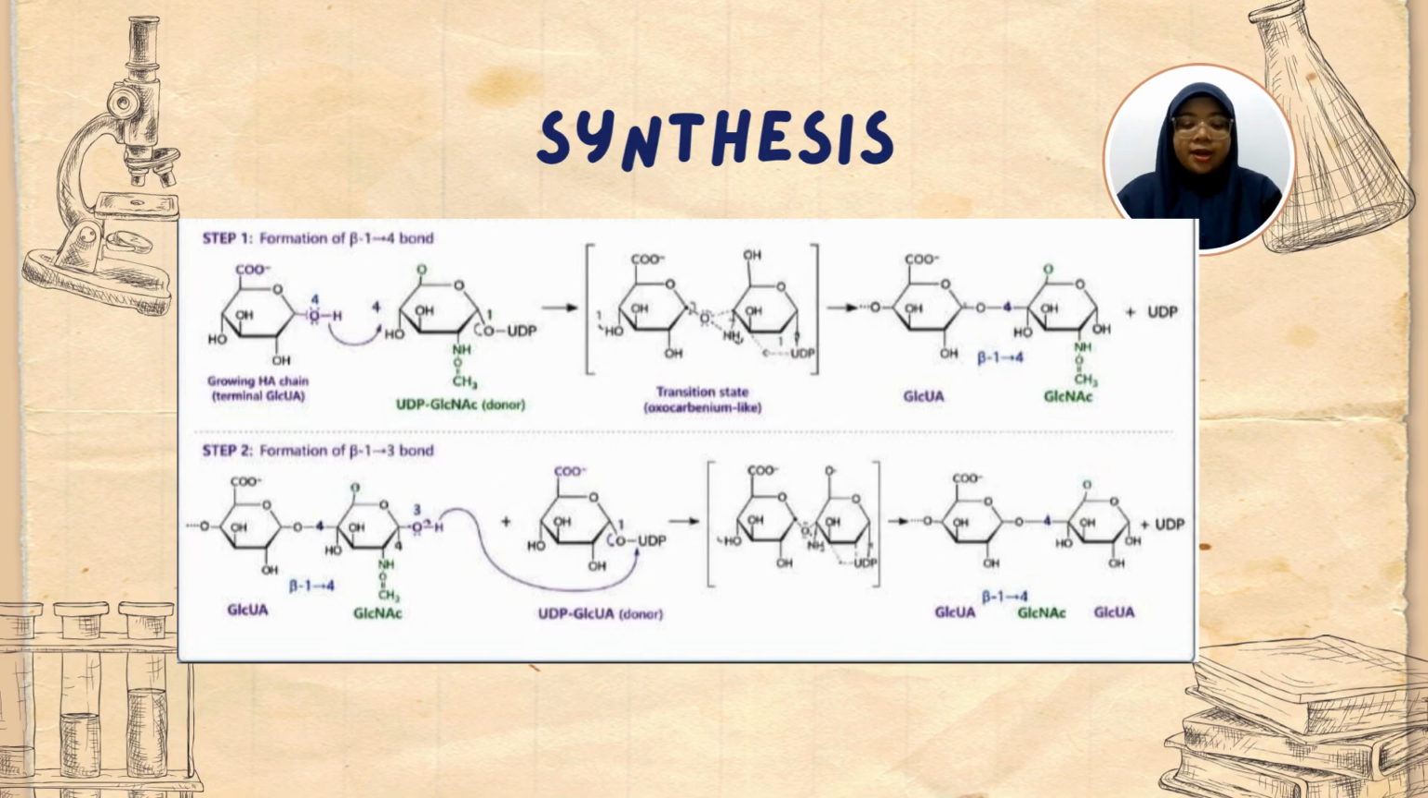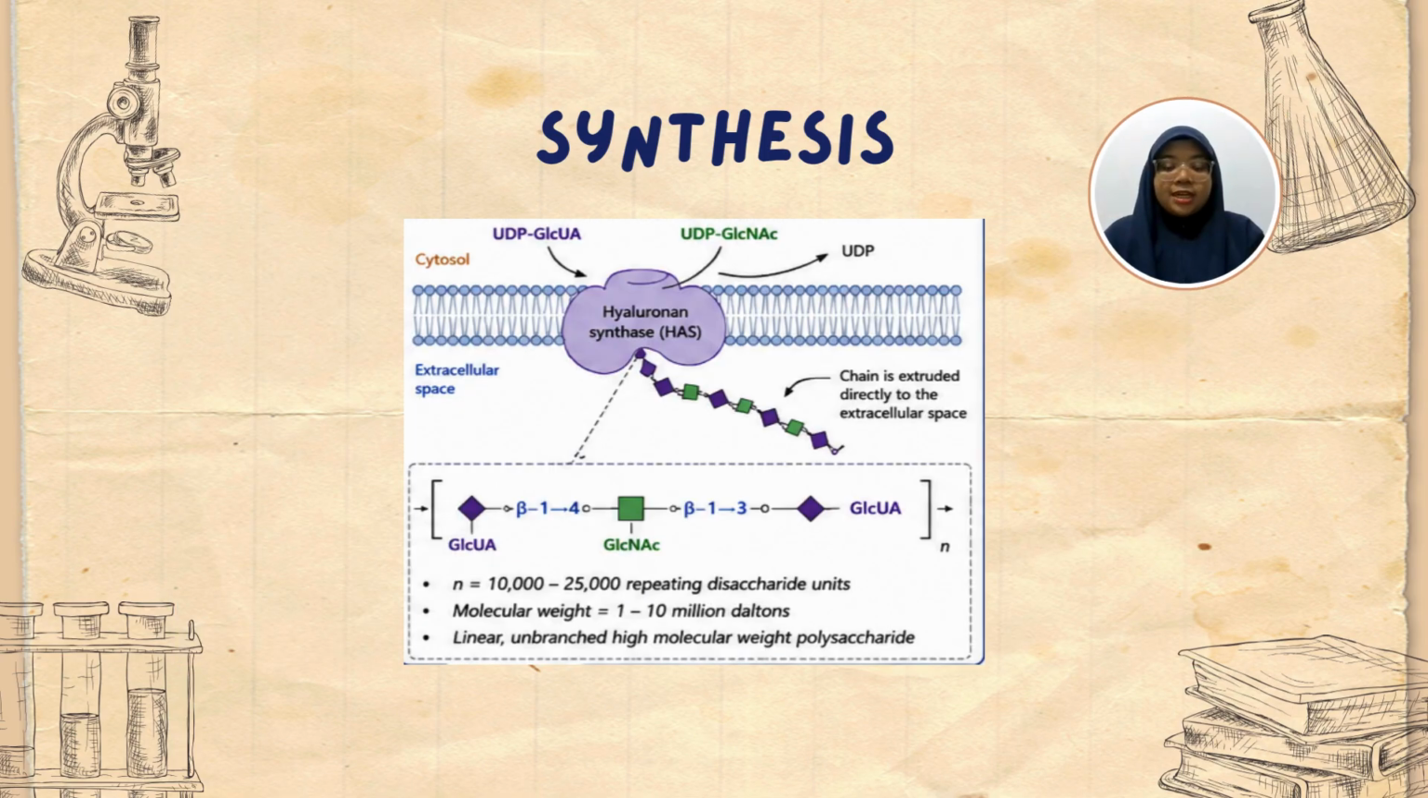Next, the hydroxyl group at carbon 3 of the newly added N-acetylglucosamine attacks the anomeric carbon of UDP-GlcUA. Again, UDP is released, forming a β-1,3 glycosidic bond. During both reactions, the enzyme stabilizes the transition state and ensures that the correct glycosidic bond is formed. Lastly, chain elongation and final product.